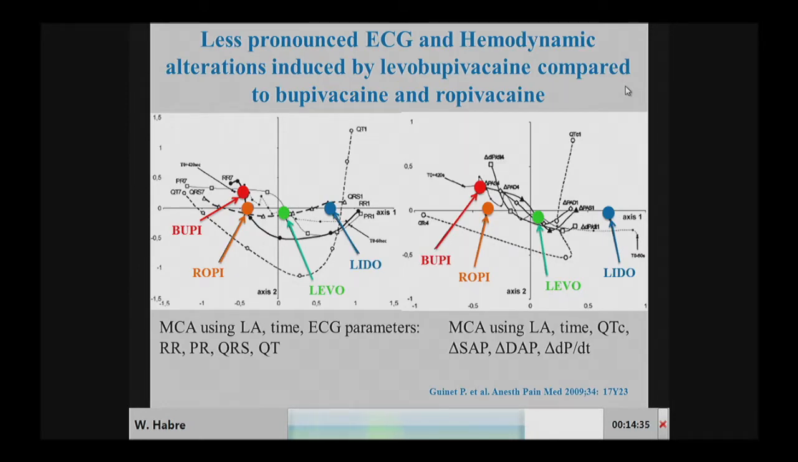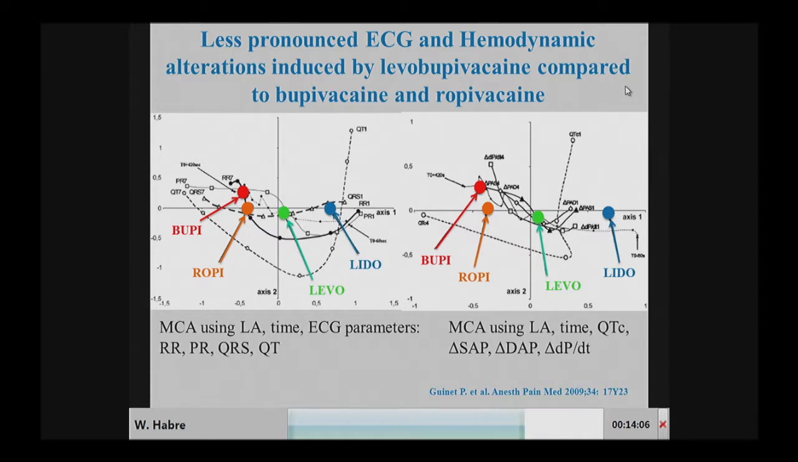The first thing is the cardiac toxicity. Now, this is a very nice study. I'm just showing it to summarize it. It's a multiple correspondence analysis using different local anesthetics on the left panel and EKG parameters. You can see that the more it's on the left, the more toxic it is. Bupivacaine is the most toxic drug, followed by ropivacaine, levobupivacaine and lidocaine.